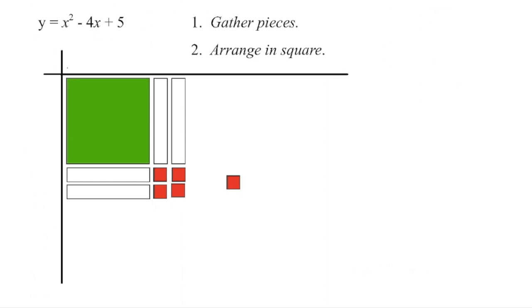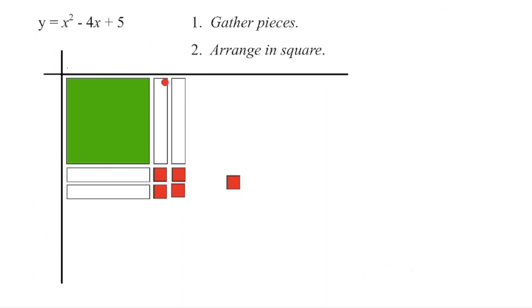So the first thing we need to do is gather up our pieces. So we have 1 x squared, 4 negative x's, and 5 of the positive ones. Now we're going to use the colored tiles as positive, and we're going to use the white or the blank tiles as the negatives. So once we have the pieces together, our goal is to try to arrange them in a square. So we're going to start by putting down our squared piece.